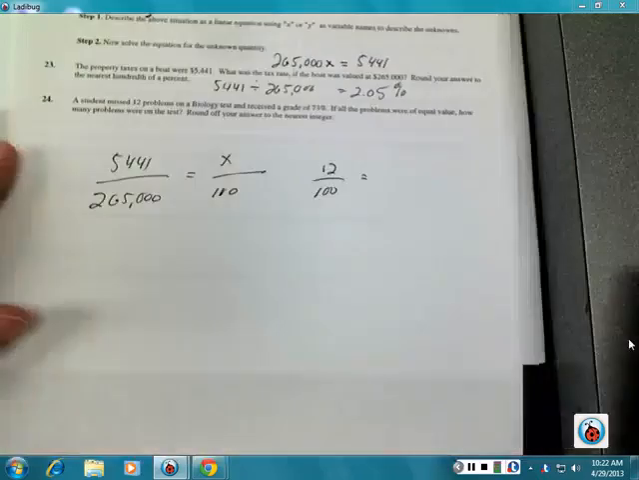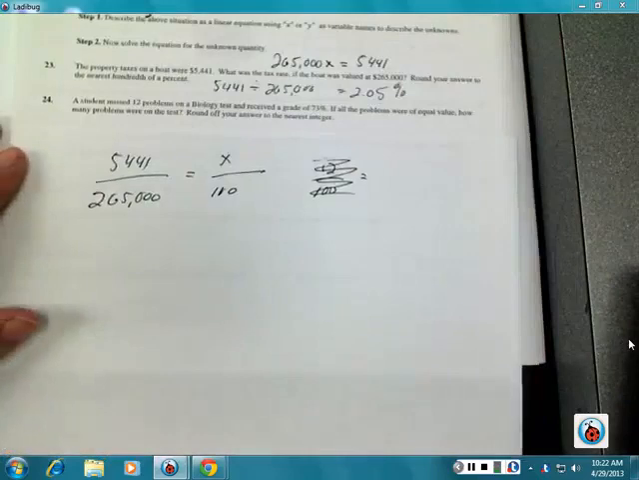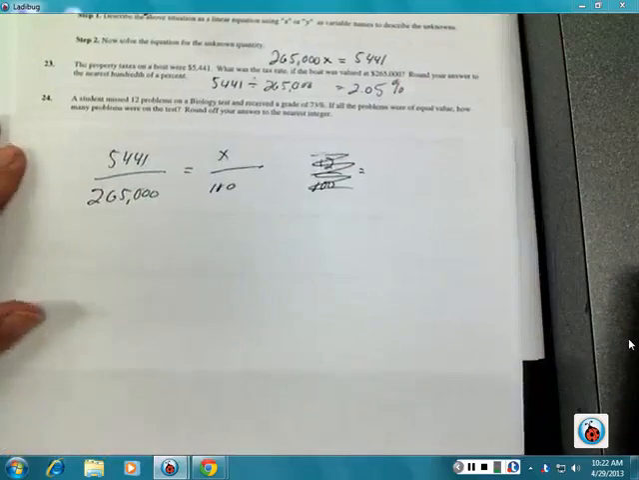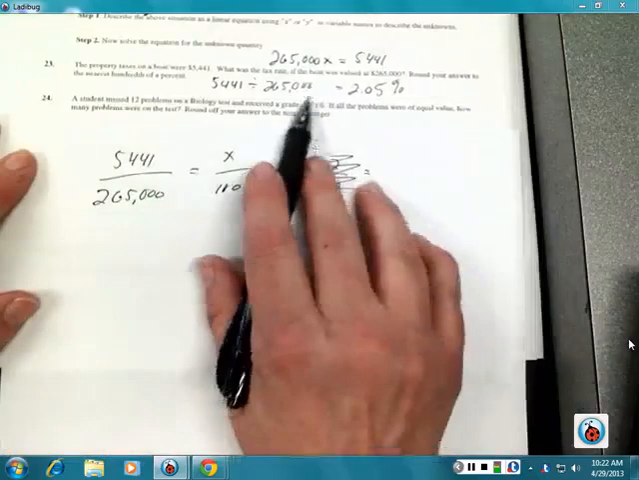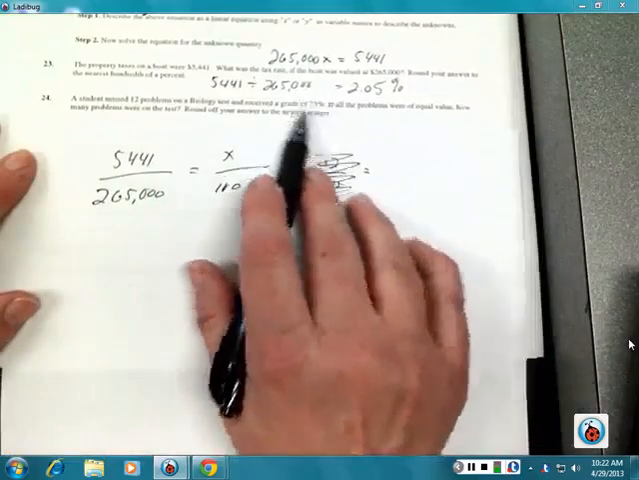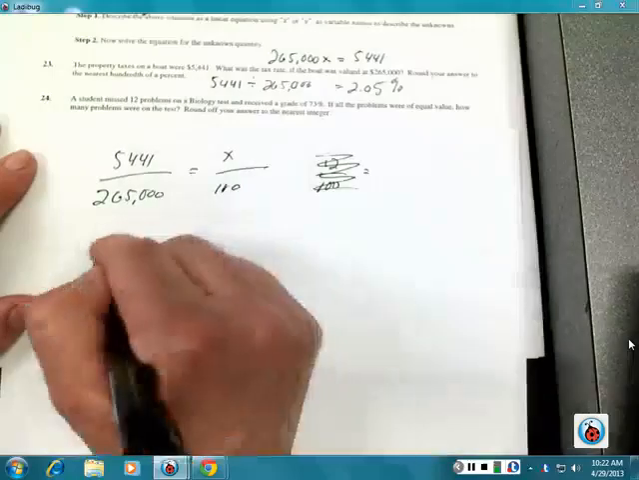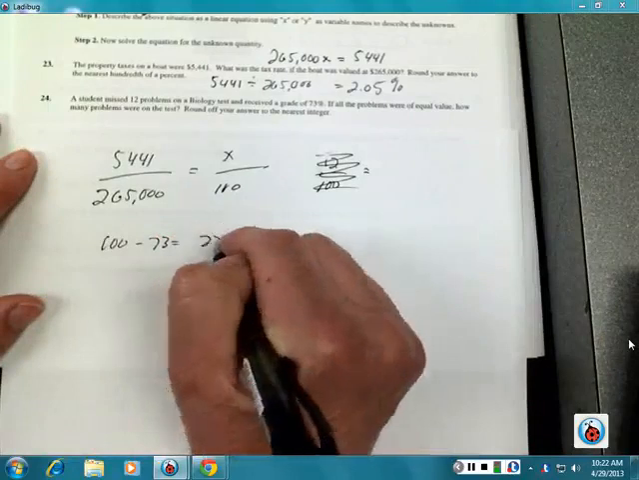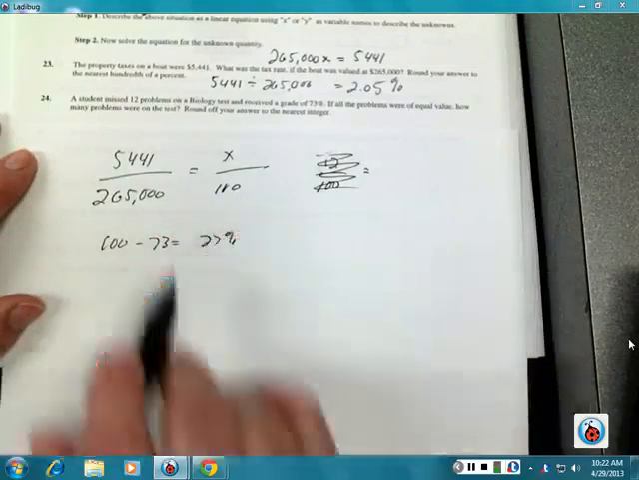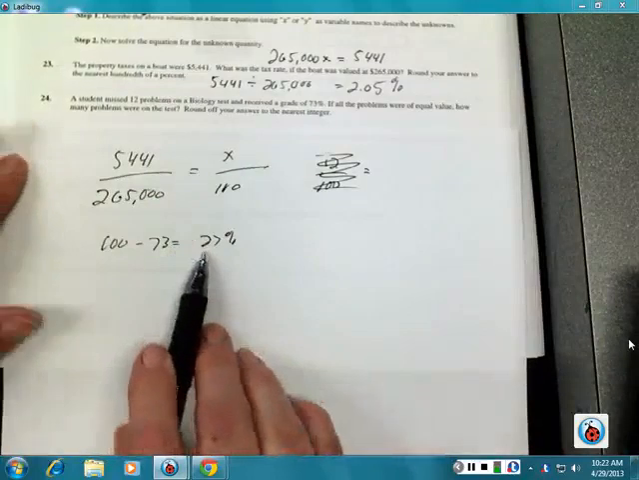No, that doesn't sound right. You take 100 minus the 73%, and it comes to 27%. So you take the 12 over the 27%. Yes, because you have to go back and figure out what the 12 problems were worth. So you need to take 100 minus 73, which leaves you 27%. That's what your 12 problems are worth. You missed 27% of the test.